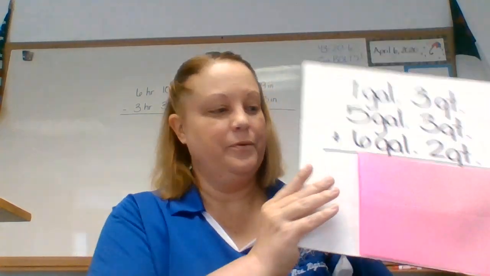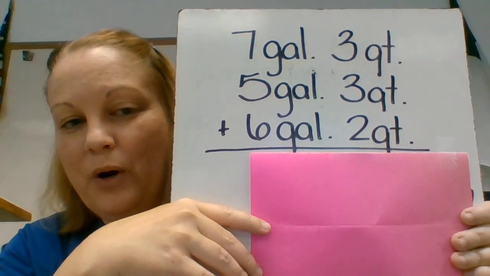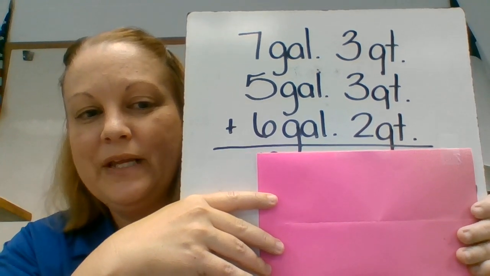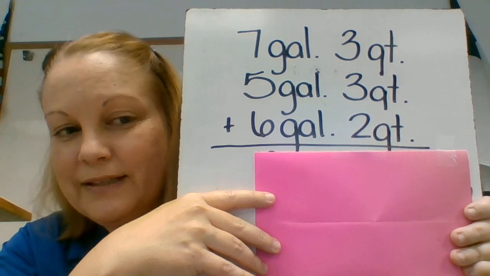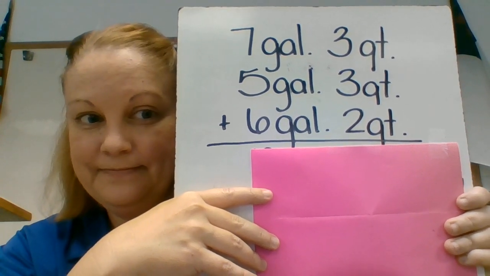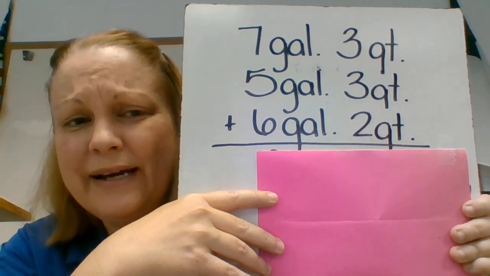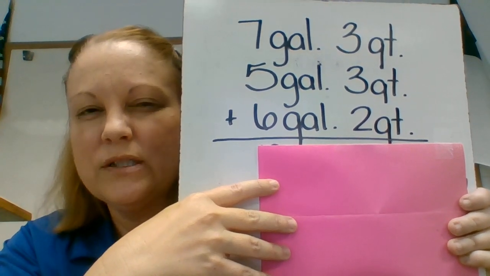All right, as a review of yesterday's work, we added compound measures, so quickly pause. Go ahead and solve this on scrap paper or off to the side, and add 7 gallons 3 pints plus 5 gallons 3 pints plus 6 gallons 2 pints. Or quarts. I'm reading it backwards. So sorry. It looks like a P in mine, but it's a Q. Quarts.